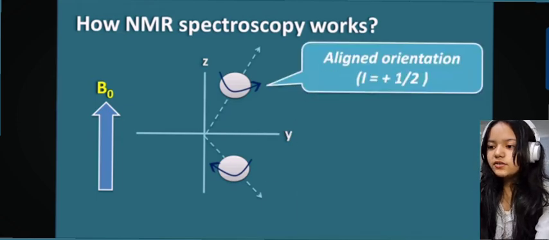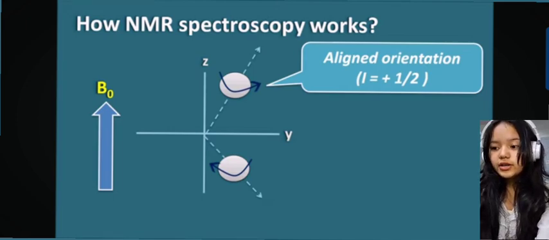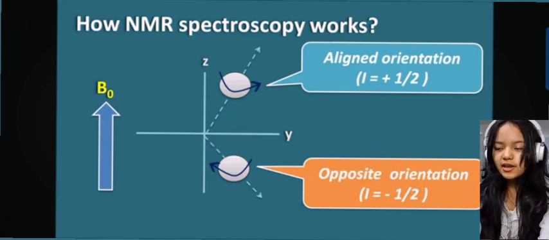Now this orientation where the rotation of the nucleus is aligned with the orientation of the external magnetic field is called the ground state or the alpha orientation, and I is given as plus half. And the other orientation, which is opposite to the applied magnetic field, is the beta orientation, and it is given as I equal to minus half.